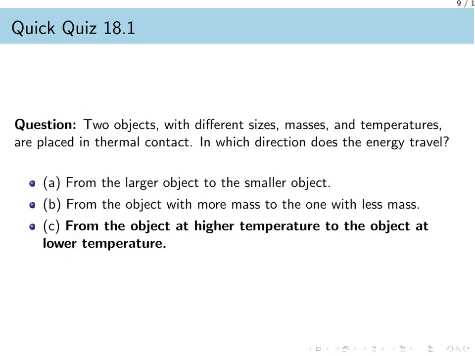Let us test our understanding with a quick quiz. Imagine two objects that have different sizes, different masses, and different temperatures. When these two objects are placed in thermal contact, in which direction does the energy travel? The options are from the larger object to the smaller one, from the more massive object to the less massive one, or from the object at a higher temperature to the object at a lower temperature. Based on what we have discussed, the correct answer is C. Energy transfer is driven solely by the temperature difference, regardless of size or mass.